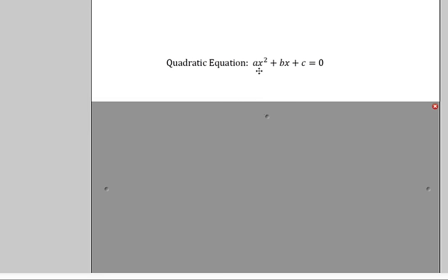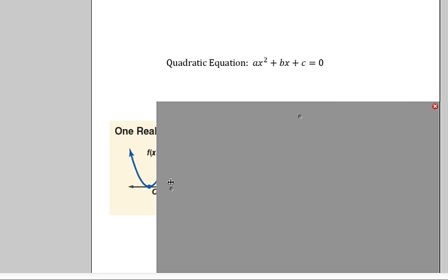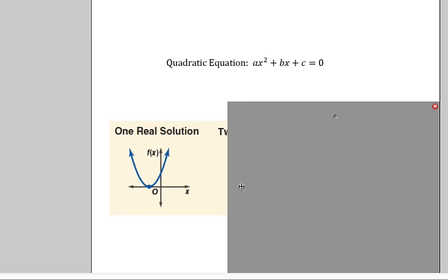Just to remember, our quadratic is ax squared plus bx plus c. And there are a few types of solutions that you can get when you graph a quadratic. Your first option is that there can be one real solution. A solution is where the function crosses or touches the x-axis. So if you look at this case, it's only touching the x-axis once. So that means there's one real solution.